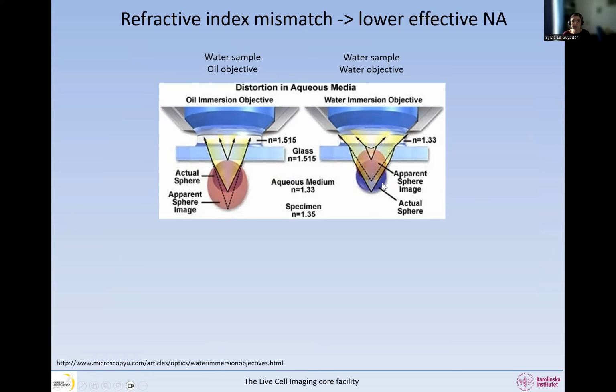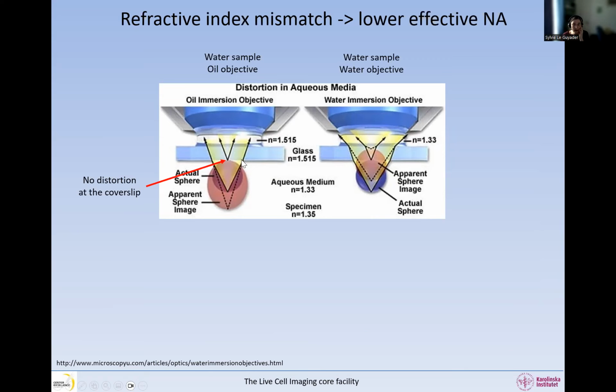Okay, so in here you can see a water objective with a water sample, and the image of the sphere is displaced, but the measurements are correct. That is because the thickness of the cover slip is accounted for in the design of the objective, whereas in here we get distortion, we have a smaller numerical aperture, and the object is elongated.